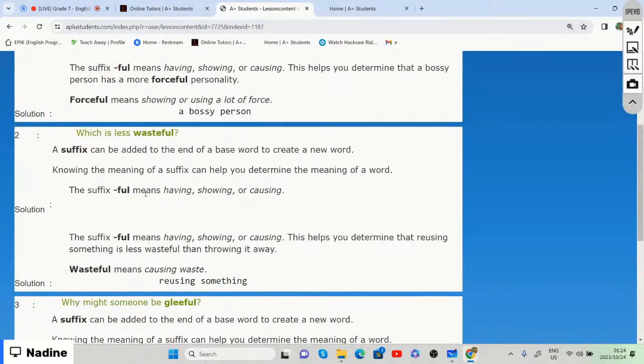All right. If we look at another word, what is less wasteful? Like showing what is not really wasteful. And wasteful means causing waste. So what is less wasteful?